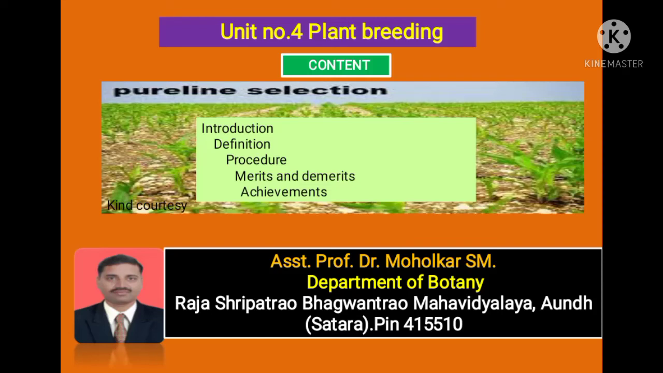Today's subpoint under Unit 4, Plant Breeding, is pure line selection. In pure line selection, we'll see the introduction, definition, procedure, merits, demerits, and achievements.